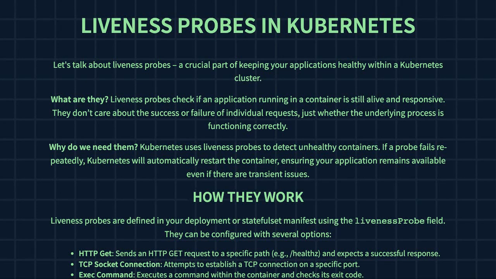Okay, let's dive into liveness probes. They're super important for keeping your apps running smoothly in Kubernetes. Think of them as a health check that constantly asks, is this container still alive and kicking? They don't look at whether a request succeeded or failed, they just want to know if the underlying process is functioning correctly. If a probe keeps failing, Kubernetes knows something's wrong and will automatically restart the container. You define these probes within your deployment configuration. You can check for HTTP requests to a health endpoint, try connecting with TCP, or even run a command inside the container. It's all about detecting problems so Kubernetes can take action.